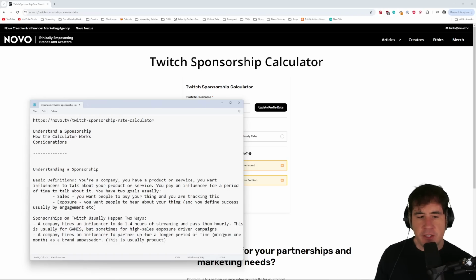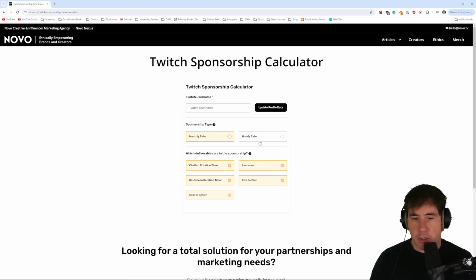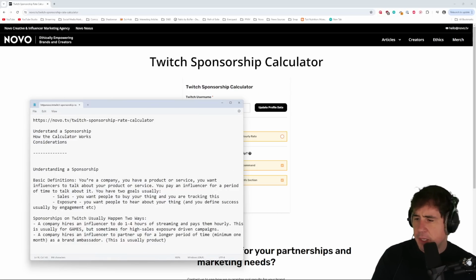So these are the 2 ways that it happens, either hourly or monthly. That's why you'll see on the calculator that we're going to go through in a little bit, there are basically those 2 abilities to go through, okay?